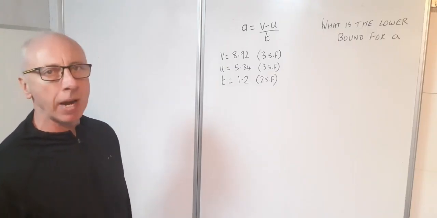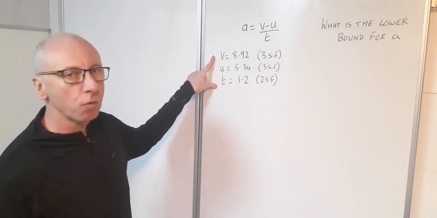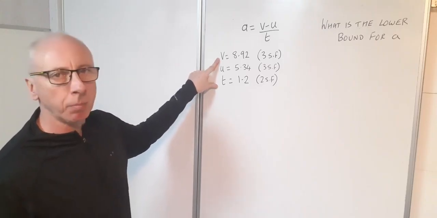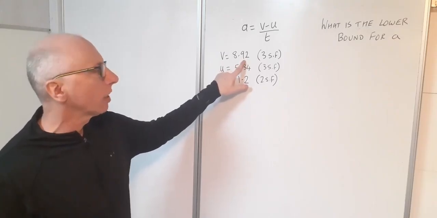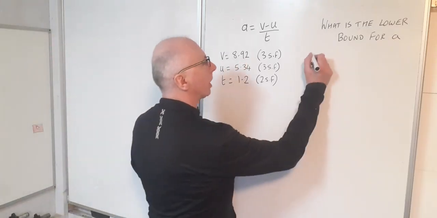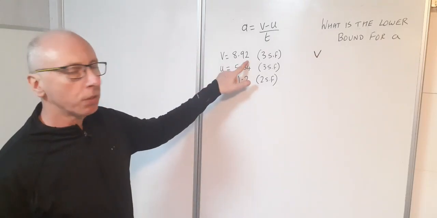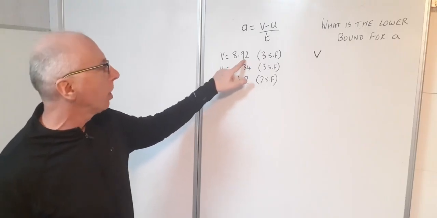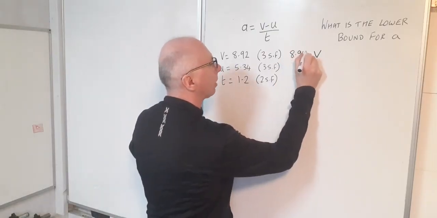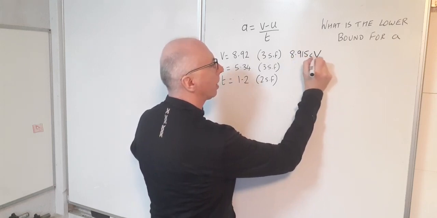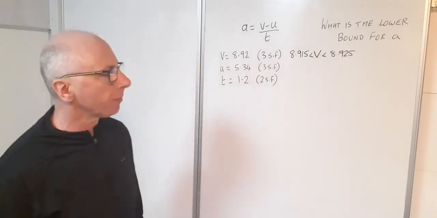So we want to find the lower bound, so therefore we're working on the fact that these three numbers have been rounded up in some kind of way or rounded down. So what could V possibly have been? Well, if it's been rounded to 8.92 to 3 significant figures, then V could have been somewhere between 8.915 or just above, and 8.925 or just below. So that's my range for V, somewhere in between there.